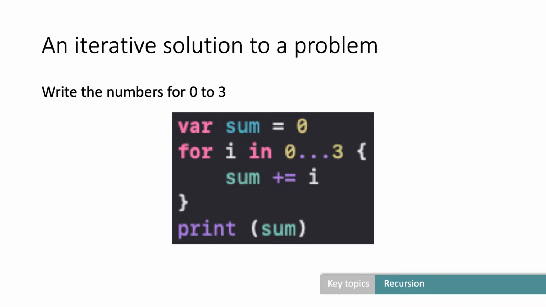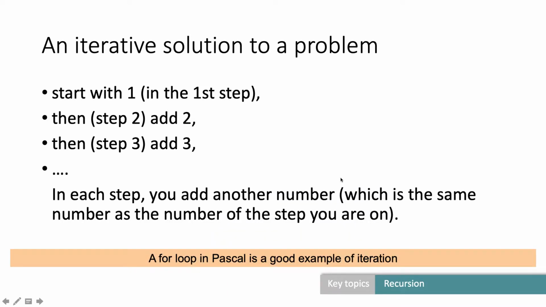So an iterative solution to a problem might be that we want to calculate the sum of a certain amount of numbers. So this loop would create the sum of 0, 1, 2, and 3. So it would add those numbers together. So you can see it goes through a process. It starts off with sum being 0, then you add 0, then add 1, then add 2, then add 3, then print out the sum.